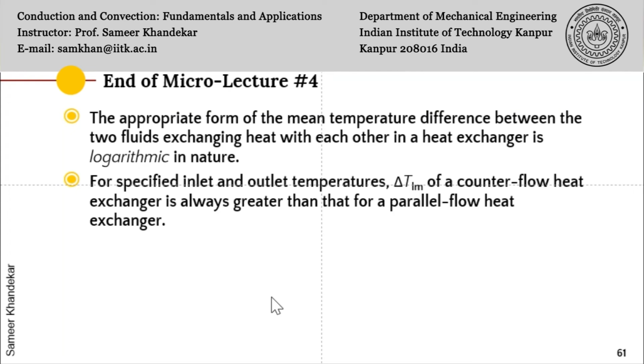So with this we end micro lecture 4 at slide number 61. Now, how do we go about finding the LMTD for other configurations? Right now we have only done the simple pipe in pipe heat exchanger. So for other types of heat exchangers, how we find the LMTD is what we will take up in the next lecture, and also we will see how the arithmetic mean temperature difference compares with the LMTD.